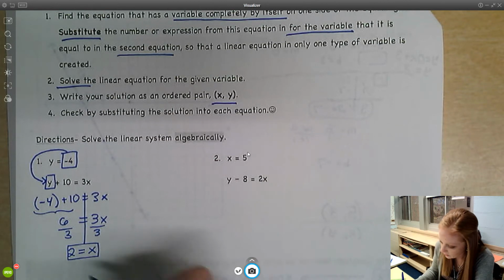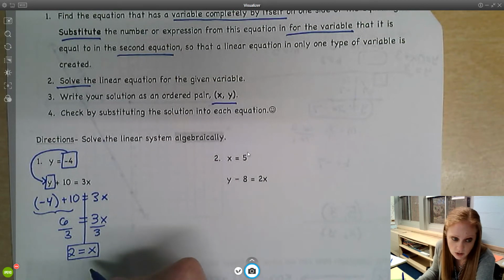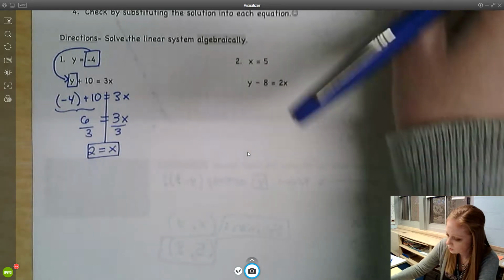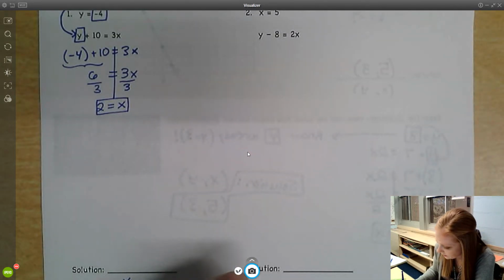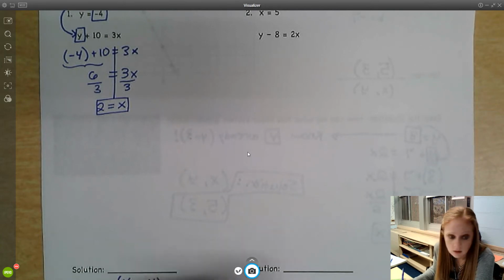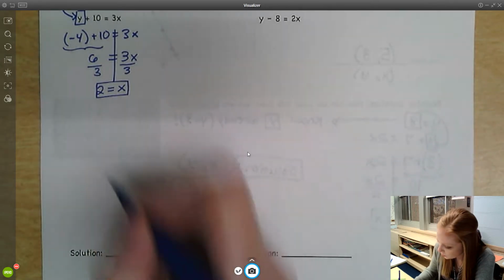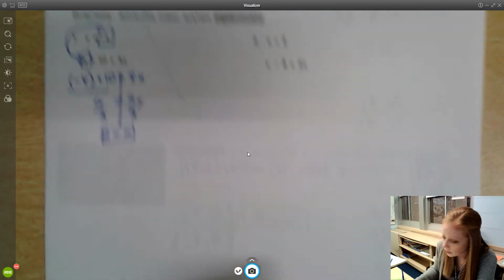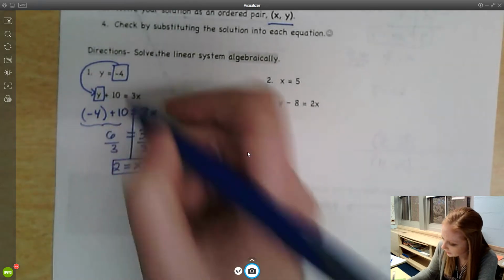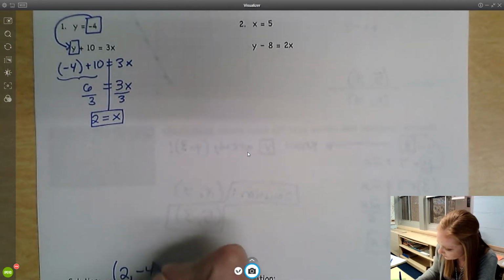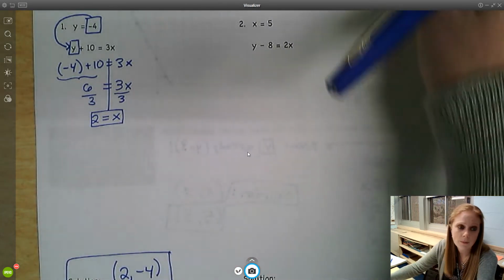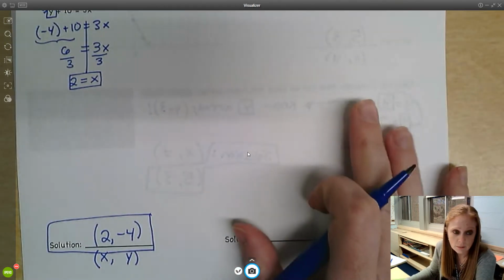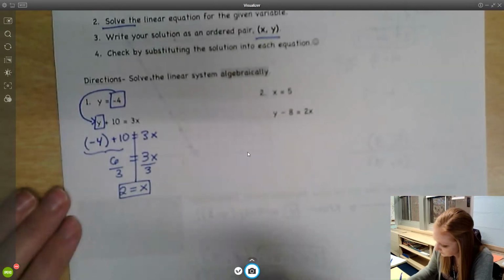Now that we know that, we can write our solution. Solutions go x comma y, so let's just move down. I'll write that here, x comma y. Our x is 2, we just figured that out, and our y they gave us at the beginning was -4 in that first equation. So our solution is 2 comma -4. Let me show you how you could check this.